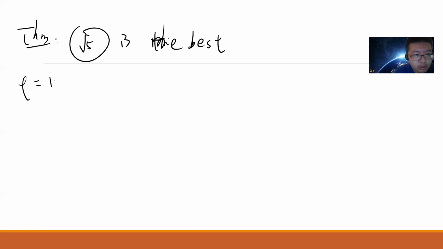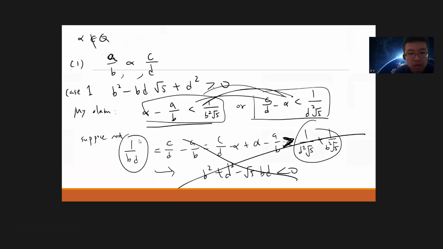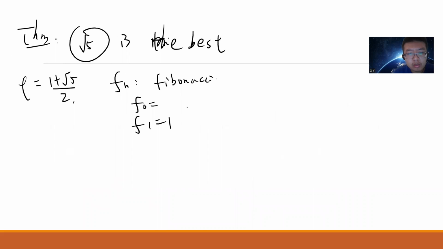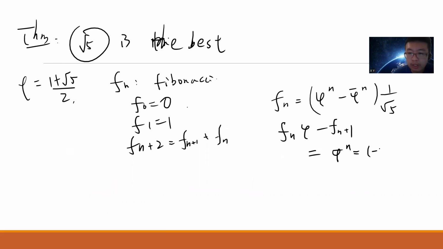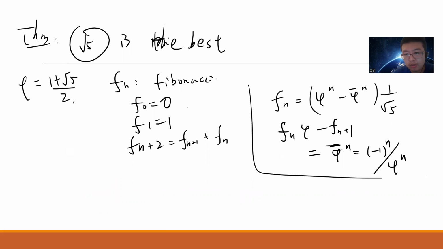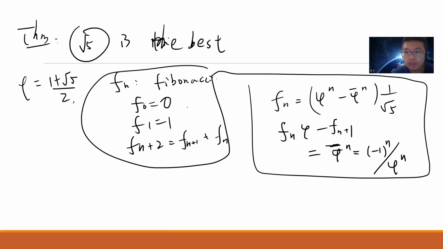Well, pretty simple. Consider φ to be the golden ratio, and F_n to be the nth Fibonacci number, so F_0 is 0, F_1 is 1, and F_{n+2} = F_{n+1} + F_n. And we all know that F_n = (φ^n − φ̄^n)/√5. If you don't know how to prove it, you can use a generating function or check out my other videos. Also F_nφ − F_{n+1} = φ̄^n, which is (−1)^n divided by φ^n.